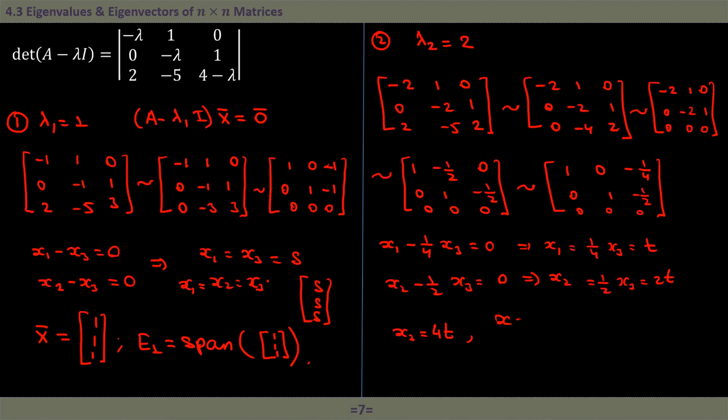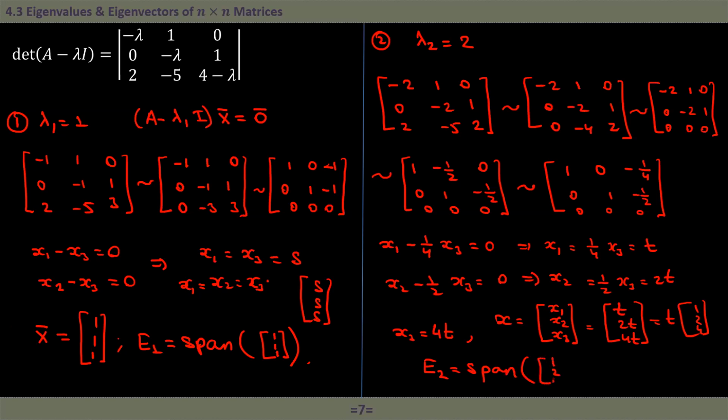Then our x is, what is it? Actually, one of these vectors. Here we have x1, x2, x3, that is, x1 is t, x2 is 2t, and x3 is 4t. Right? Eigenvectors. Here we have t times 1, 2, 4. Actually, 1, 2, 4 is one of the eigenvectors here. Now we can write the eigenspace of this eigenvalue, that is 2. The eigenspace is just the span of this vector, 1, 2, 4.